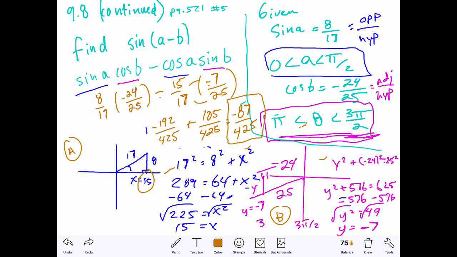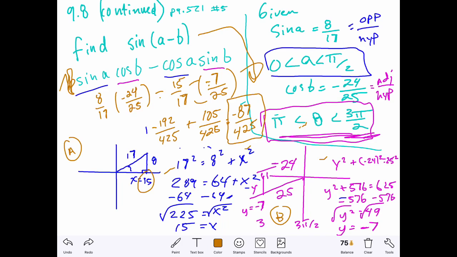So sine of A minus B is going to be, again, this formula here. And then I constructed my triangles in each of the appropriate quadrants to find the missing side, and then I can construct all my angles from there. And so sine of A minus B equals negative 87 over 425.